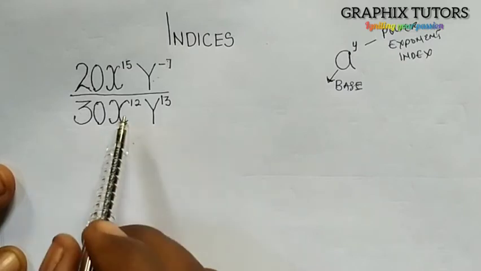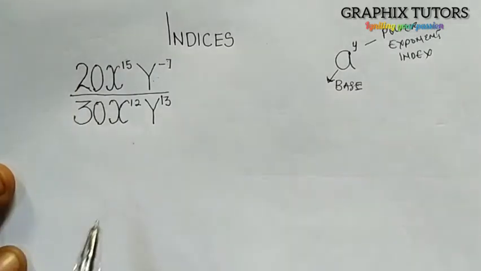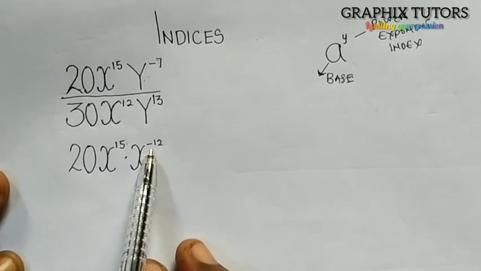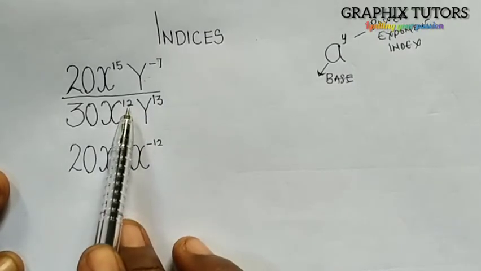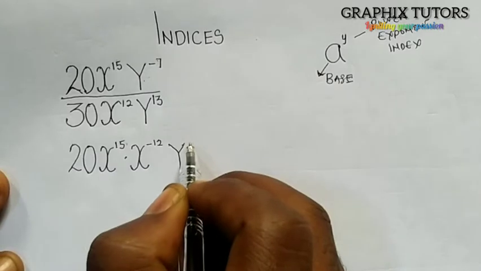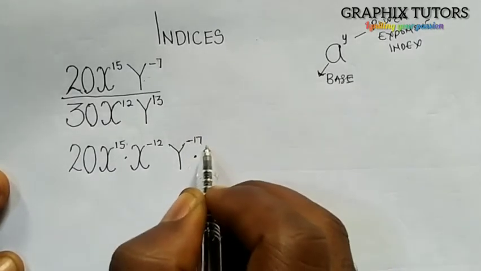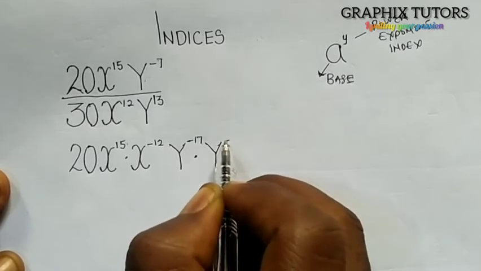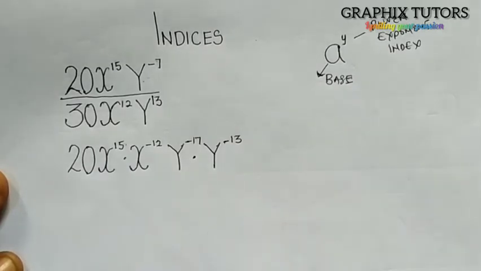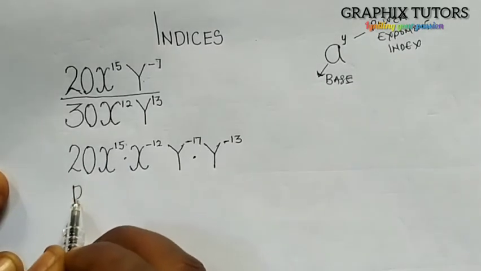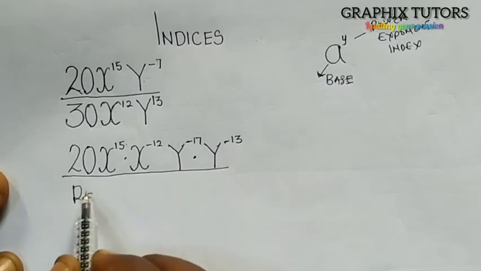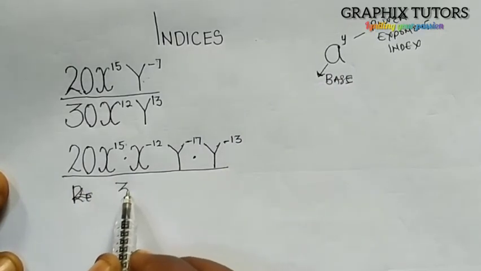Now let's start. I want to take my variables x and y up. So I'll be having this. The x has come up. That is why I'm assigning a negative to the power, which is 12. Similarly, on y also, if the y is coming up, then the 13 will have a negative sign allocated to it. So I have done this. Now the next thing is, in indices there is a law, recall. Now before that, all this divided by 30, all over 30.